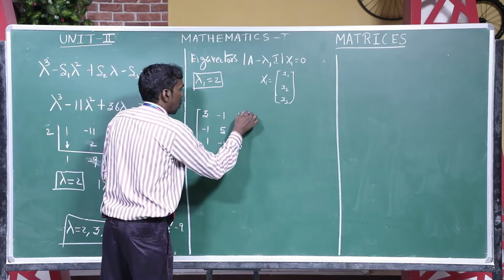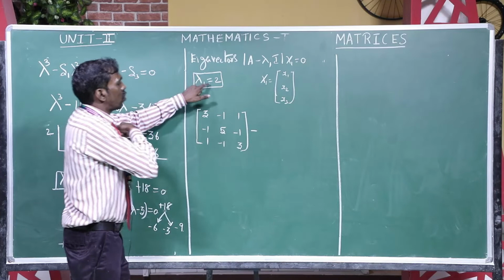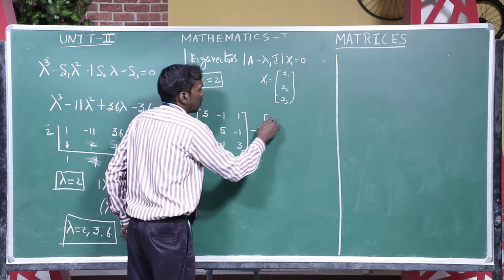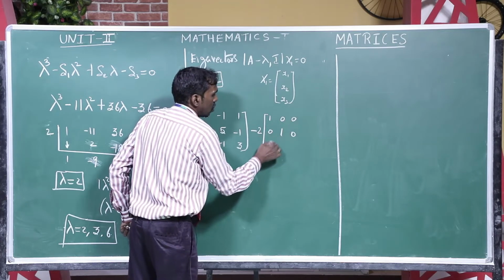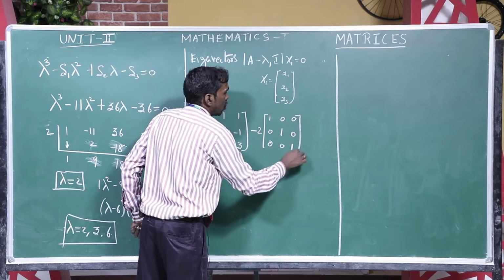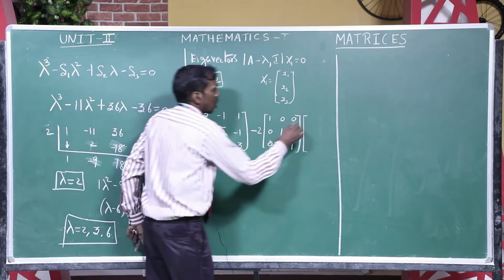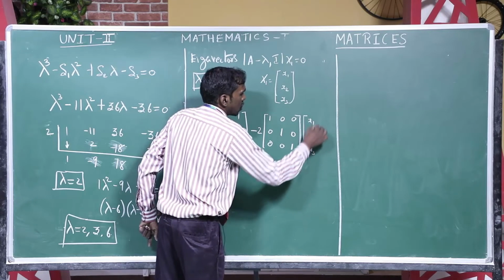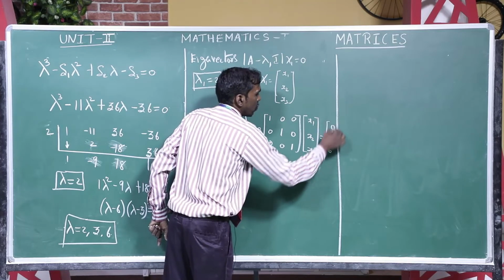So this is our A. You know what our lambda 1 is here? Lambda 1 will be 2, so I can just substitute the 2. And what is our I? I is a unit matrix: 1, 0, 0; 0, 1, 0; 0, 0, 1. Then substitute a capital X. Small capital X1 will be small x1, small x2, small x3 equal to 0.